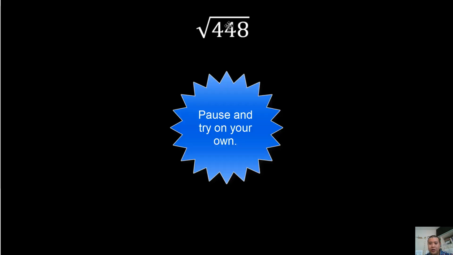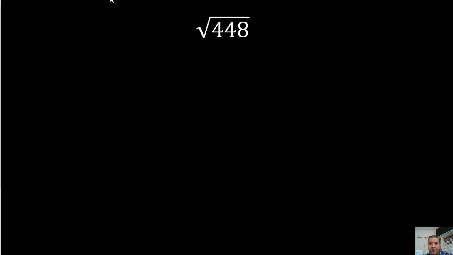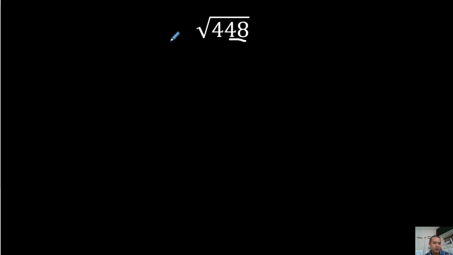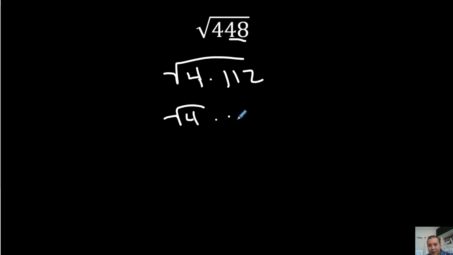So go ahead and pause the video and try this one out on your own. So let's try this together now and see what we get. So here we have square root of 448, and this 48 tells us that 4 goes into it. So we're going to split this up into square root of 4 times 112, which gets us square root of 4 times square root of 112, which gets us 2 times square root of 112.